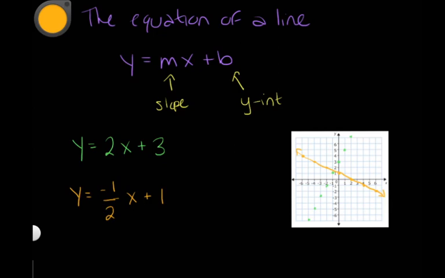So that's our equation of a line. So the two parts of the equation of the line are the slope, which is the m, and the y-intercept, which is the b. All right.